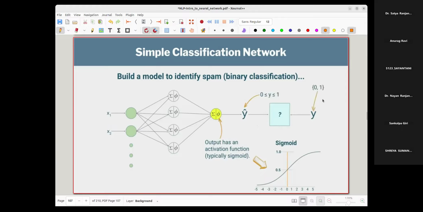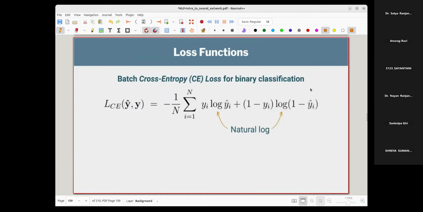But your actual output is either 0 or 1, and you are getting a value between 0 and 1. So how will you calculate the loss? The loss will be called cross entropy loss for binary, so generally we call it binary cross entropy loss. Okay, so what is the loss function here?